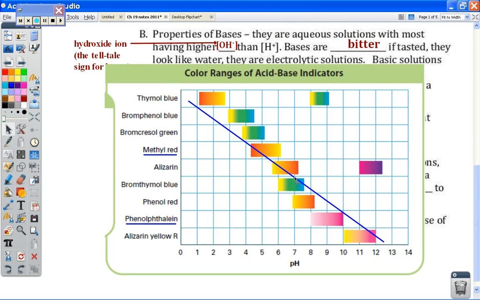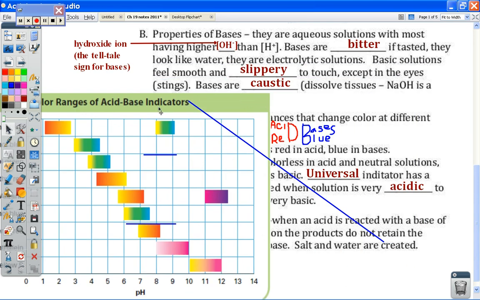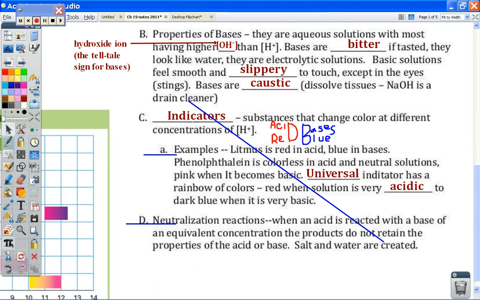With phenolphthalein, see how it just starts to turn pink as it gets basic. This is the basic side. And these are all examples of the acid-base indicators. So, let's clean some of this up.